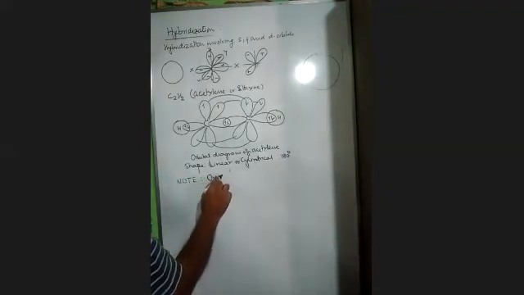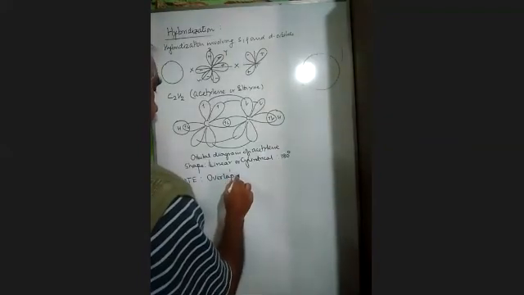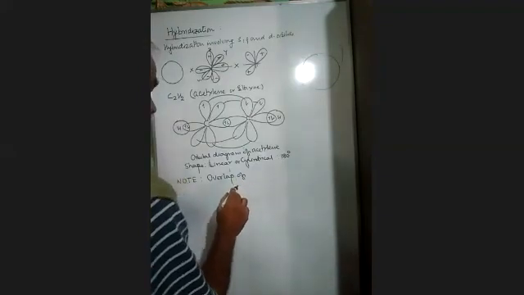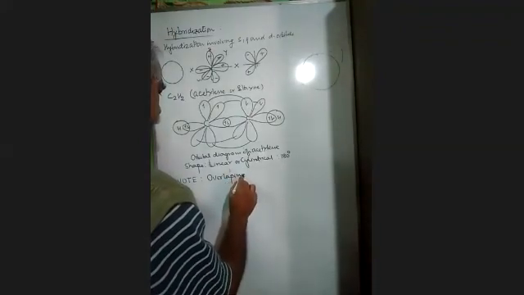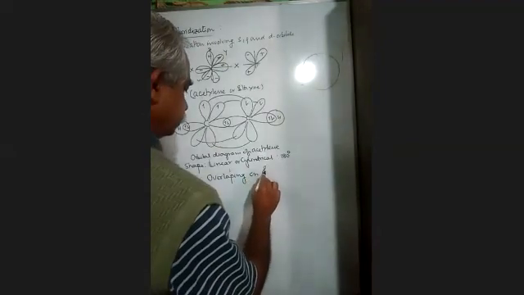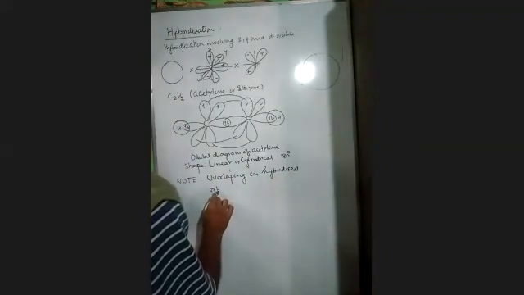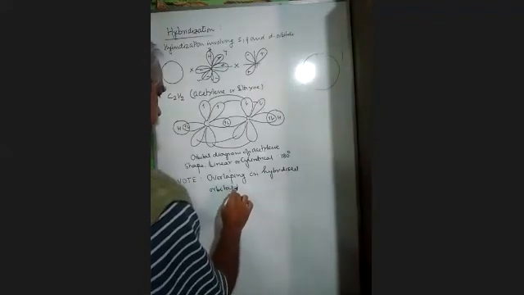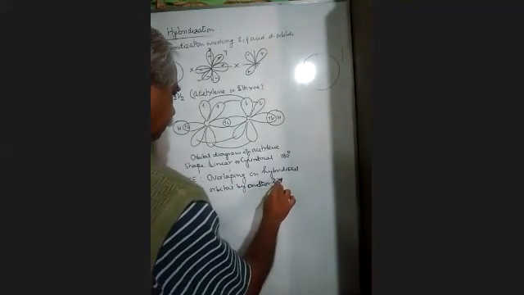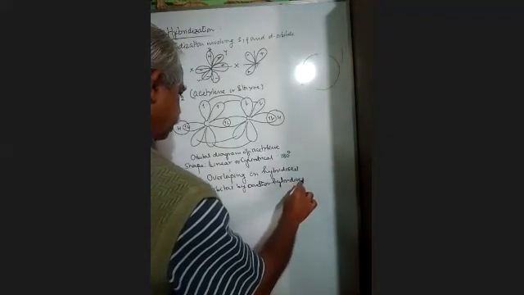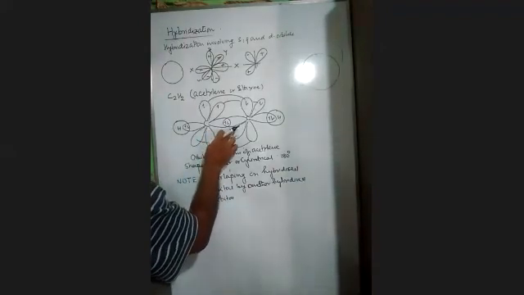Overlapping of a hybridized orbital by another hybridized orbital. See, this is one hybridized orbital, this is also another hybridized orbital. Okay?